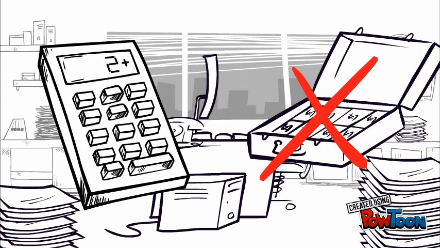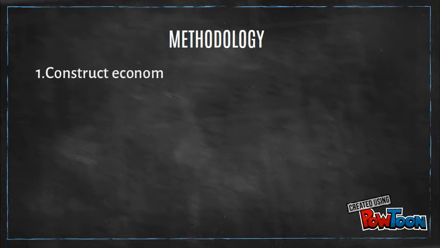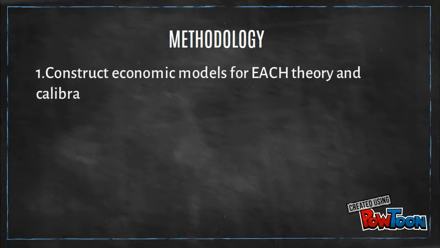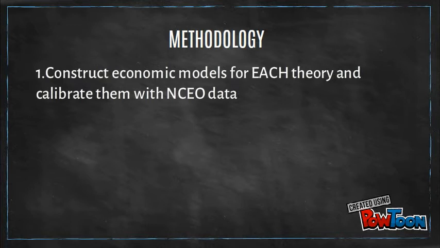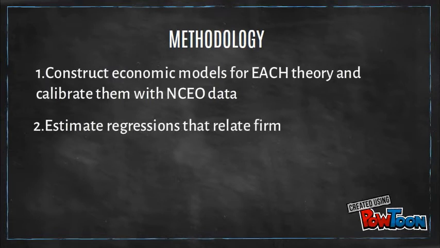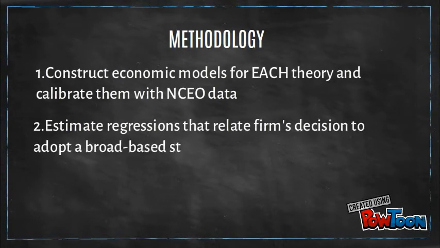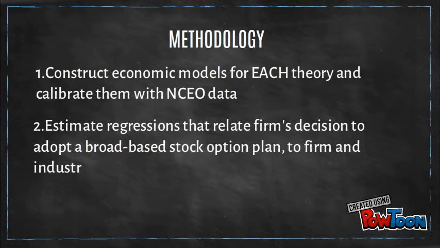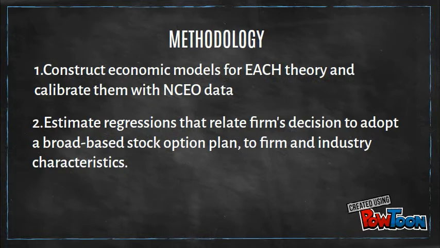So let me quickly present the methodology the authors use. First, they construct economic models for each theory and calibrate them using NCEO data to obtain empirical implications. Then, they estimate regressions that relate firms' decision to adopt a broad-based stock option plan to firm and industry characteristics and draw conclusions about each potential explanation that I mentioned before.